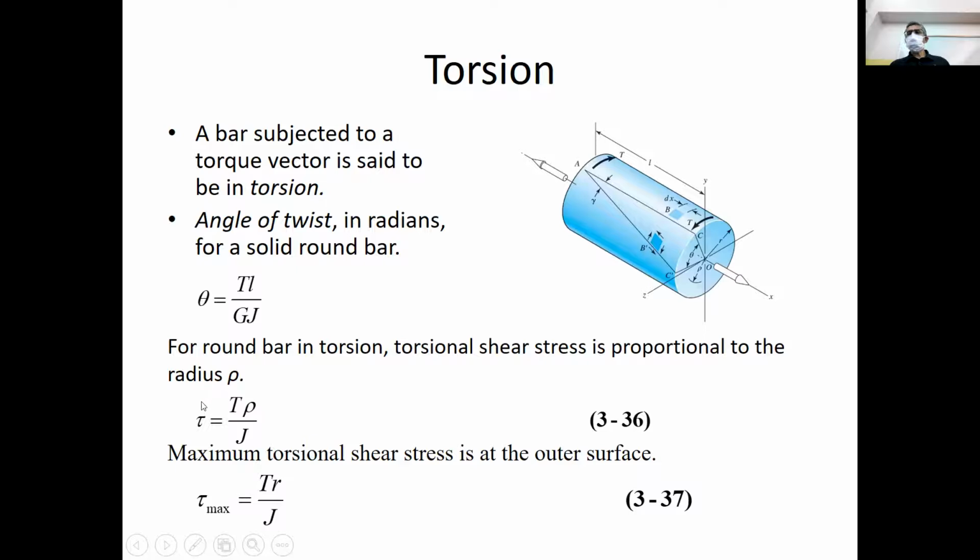To maximize this equation, I would maximize rho. So I would replace rho by the radius of that circular prismatic member or shaft. We can also find the angle of twist using the torque. Theta is equal to T times L divided by G divided by J.